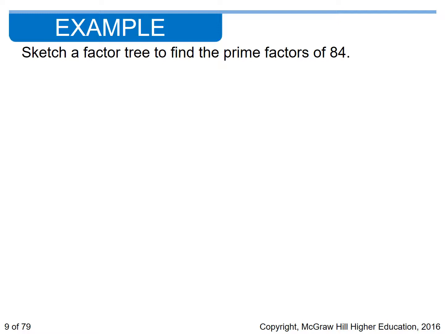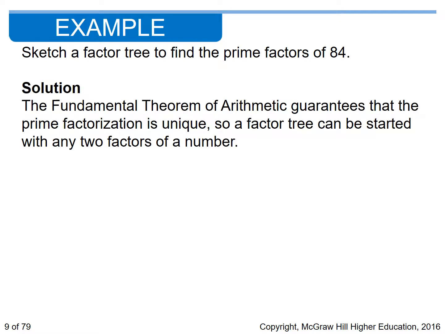Here we're going to look at an example where we look at two different factor trees for the same number, and we see that no matter how we decided to divide it up at the beginning, it's going to turn out to be the same thing. So we want to find the prime factorization of 84. Again, this theorem guarantees we're going to have a unique factorization no matter how we start with our factor tree.